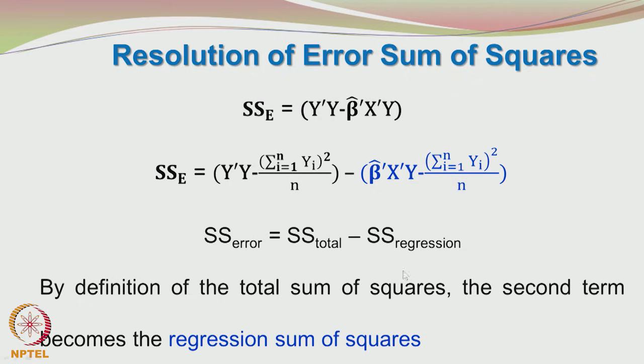Ideally, you would like to have the total sum of squares equal to the regression sum of squares, but it never happens. The total sum of squares often exceeds the regression sum of squares, and the more the difference between the two, the more the contribution from the random error component. So, we have the total sum of squares minus the regression sum of squares giving the error sum of squares.